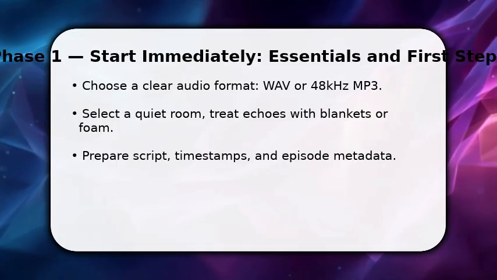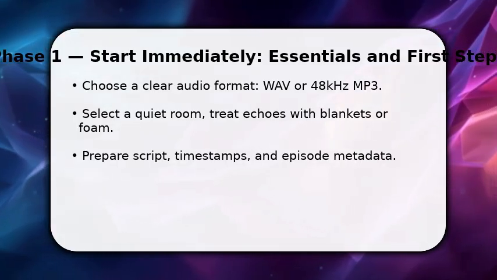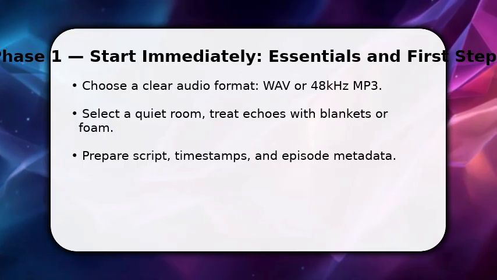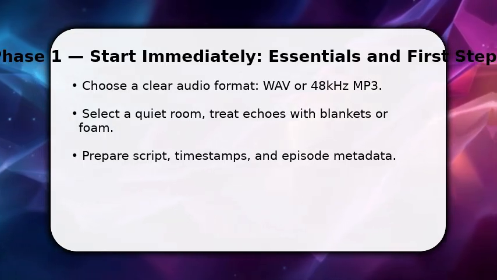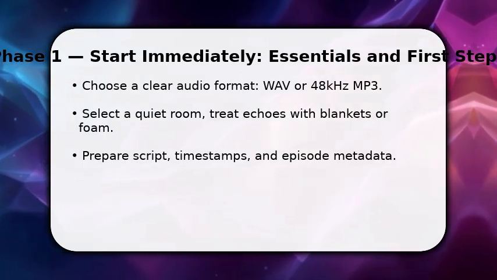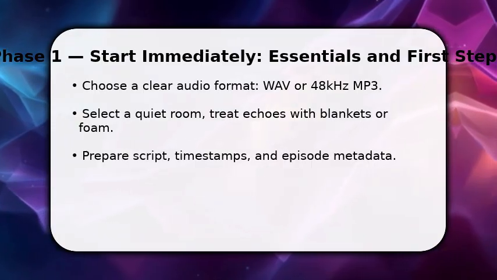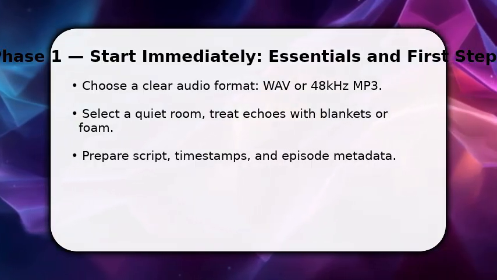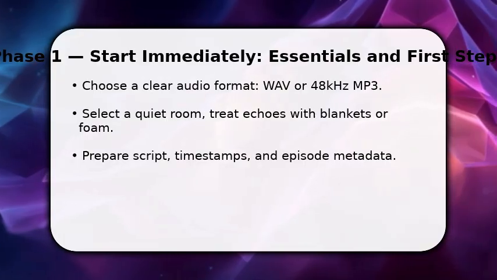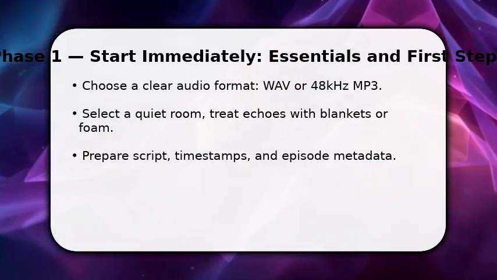You begin by locking down essentials. Pick WAV for quality or 48K Hz MP3 for smaller files. Set up a condenser or dynamic mic 6 to 12 inches from your mouth and enable low cut if needed. Once done, record a short test clip and inspect levels so peaks stay under -6 dB.